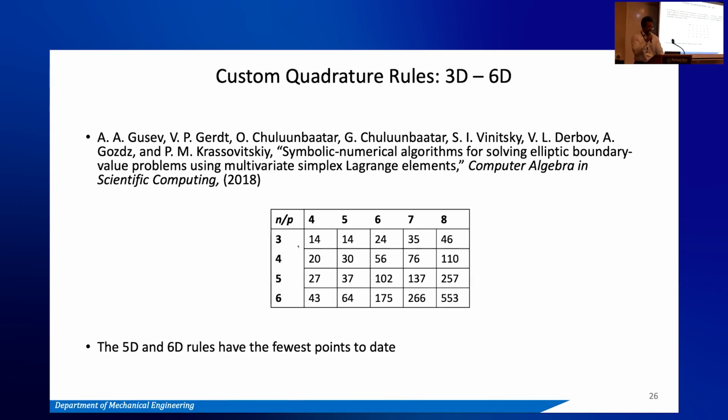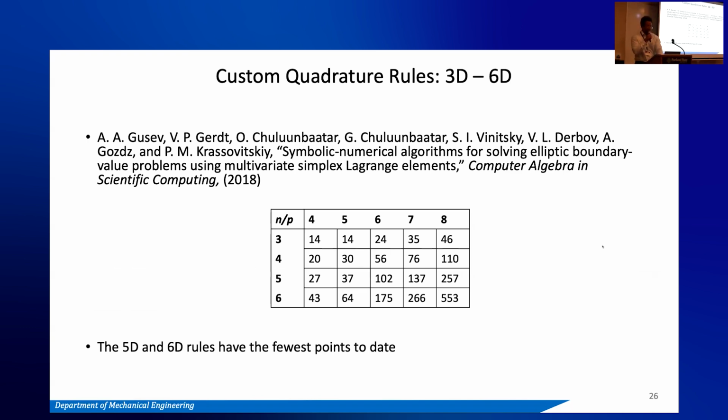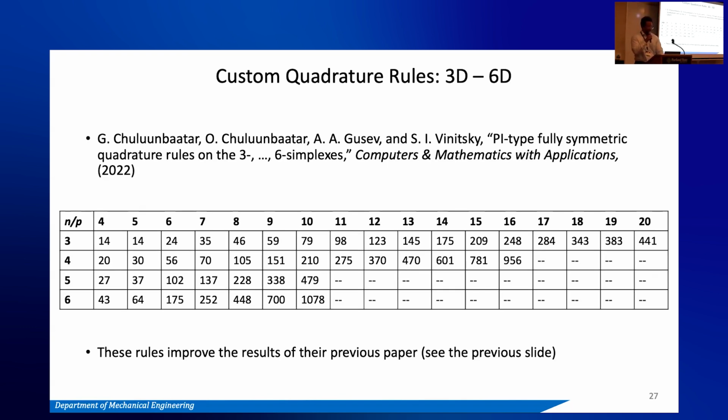And so I think these guys are based out of Russia. They actually went all the way up to dimension 6. So simplices 3 through 6 and degree 8, okay, with 553 points. And that wasn't enough. That was the conference paper. The journal article, they went even crazier. And so if you want the best in class rules, especially for higher orders beyond degree 10, then I recommend you take a look at this paper.